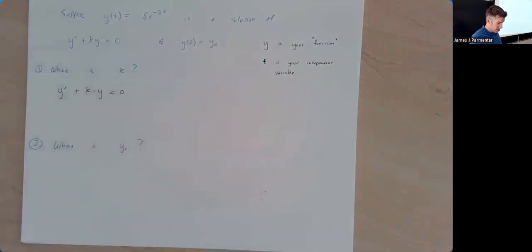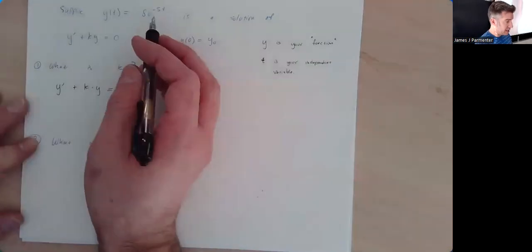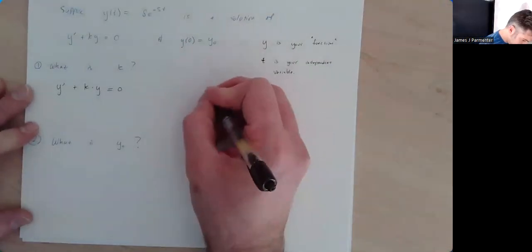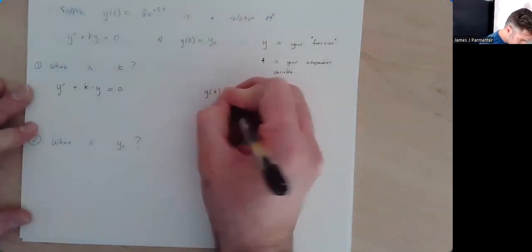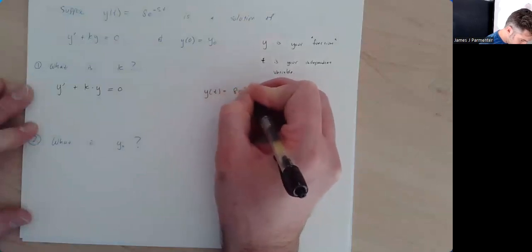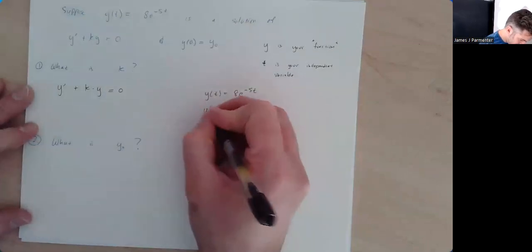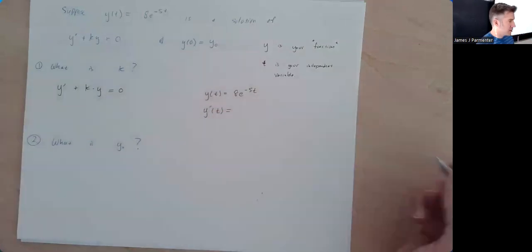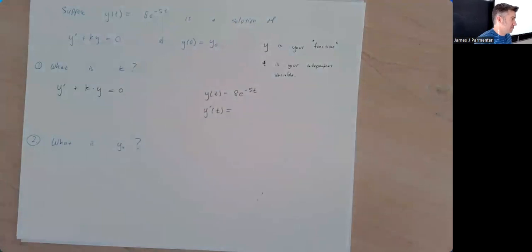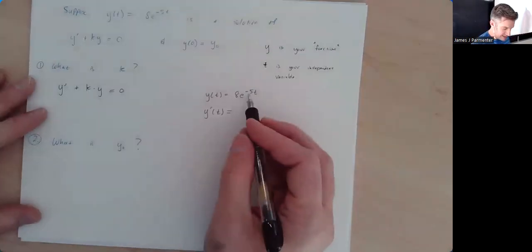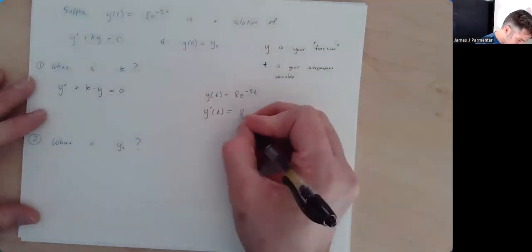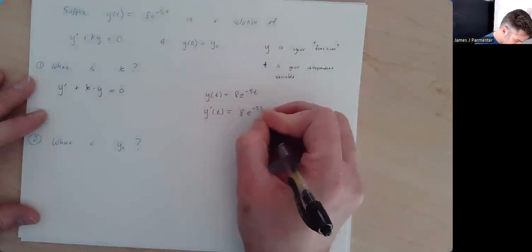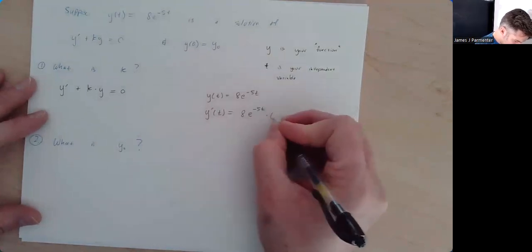So we already know what y is. Y is 8e to the negative 5t. So if I know that y of t is 8e to the negative 5t, how am I going to find y prime? We have a function. How do we usually find its derivative? We take the derivative, right? I mean, it's like, of course. But let's see, if I want to take the derivative of 8e to the negative 5t, it's going to be 8 times e to the stuff times the derivative of that stuff, which is negative 5.